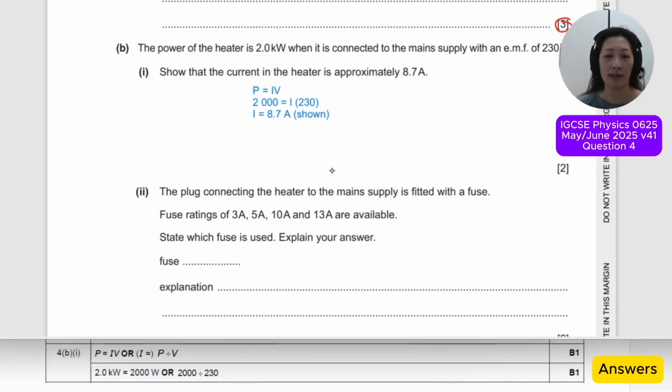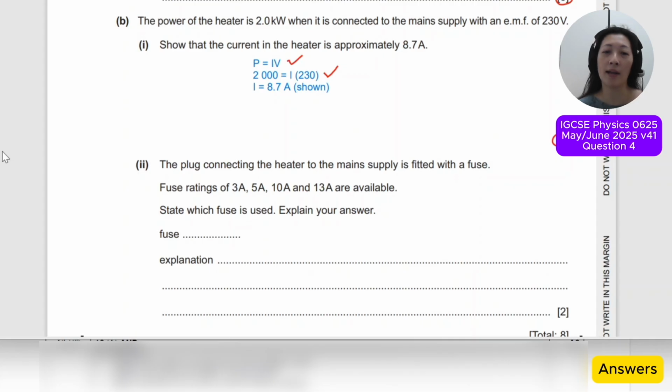So when we check the mark scheme, 1 mark is given for the formula of P equals IV, or if you had written it as I equals P over V. As long as you use the equation correctly, you will still get 1 mark. And of course, you'll get 1 mark for the correct substitution, or just identifying that 2 kilowatts is 2000 watts. Yes, this mark scheme is pretty lenient in this case. So obviously, you're not going to get the third mark for 8.7 ampere because the question already told you that you should expect to get 8.7 ampere. So you only get marks for the equation and the substitution.